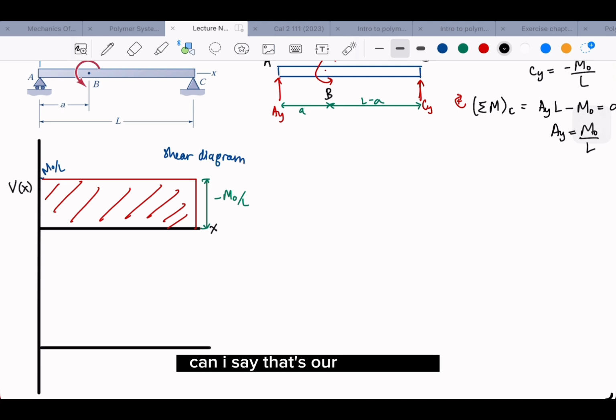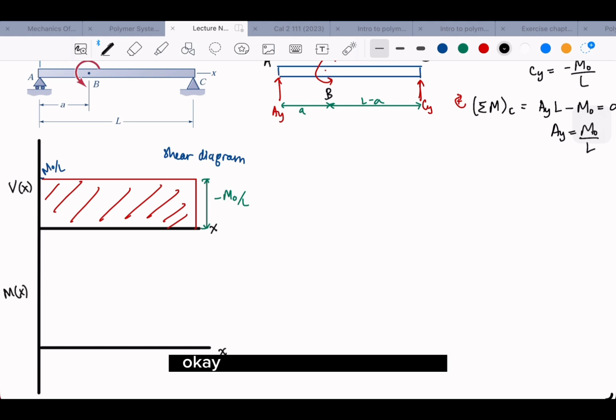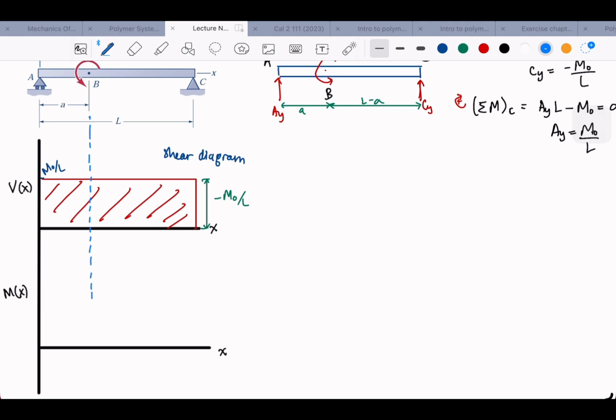Let's say that's our M. This is M, and then this is X. Oh, I forgot to write B. B is, let me just take lines from here, and then that's the point. And then the slope.